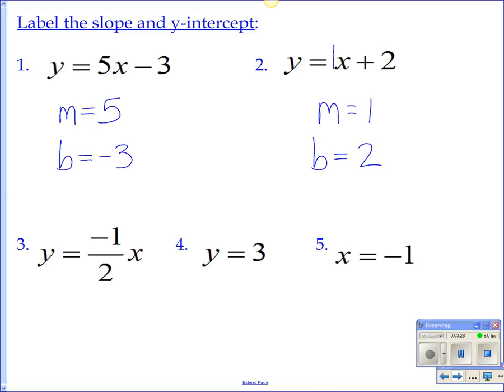Okay, that's the first couple. Down here, number 3. M stands for slope. Ethan G., what do you think M is on this one? Negative 1/2. This one gets a little tricky for B. Is there another number out here? So it's 0. So B is 0. Okay? B is 0.